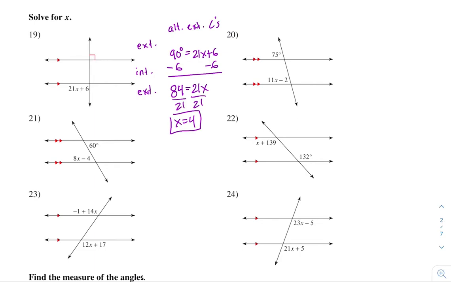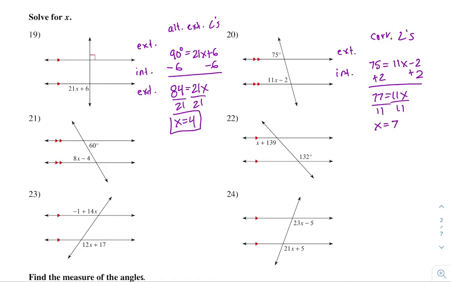Okay, 20. So we have an exterior angle, and we have interior. And they look to be corresponding, right? Same pizza slice. So that means, based off the definition in your guys' notes, corresponding angles are congruent. So 75 degrees has to equal 11x minus 2. Solve for x. Divide both sides by 11. X is going to equal 7.